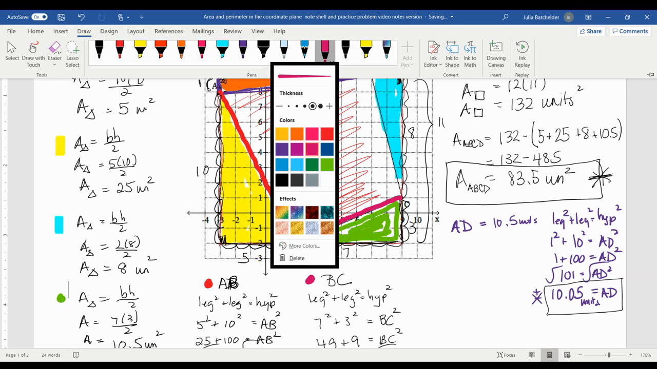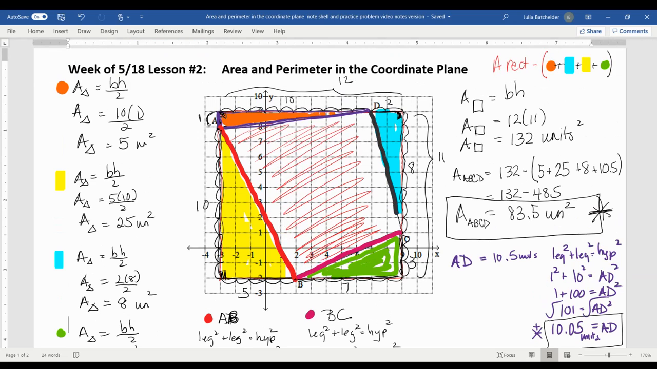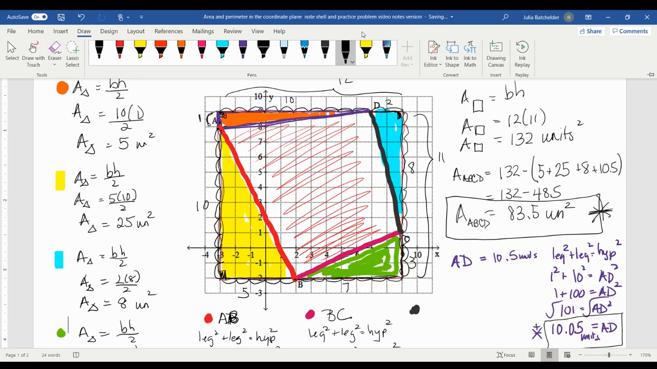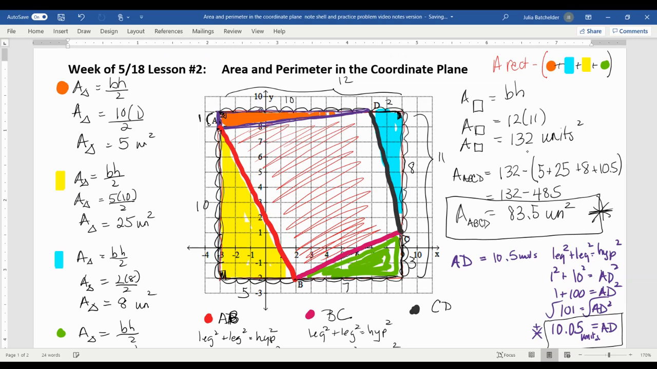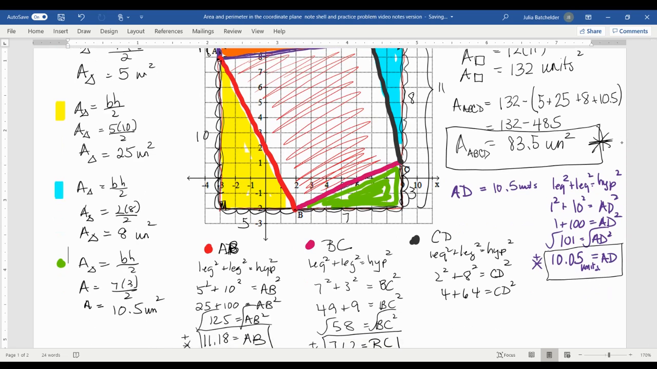Let me see if I can change this color to, I don't know, let's use this brown thing. So C to D is going to be this brown ugly color, unless you like brown, in which case it's this delightfully brown color. And we're going to do for C to D, leg squared plus leg squared is hypotenuse squared. And our two legs are 2 squared and 8 squared. And our hypotenuse is CD squared. So 4 plus 64 is CD squared. Add those together, I get 68 is CD squared. Square root both sides.